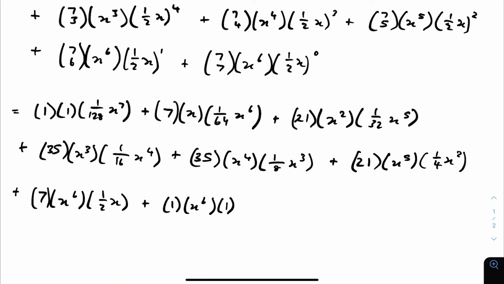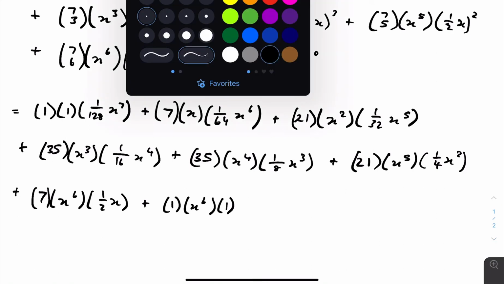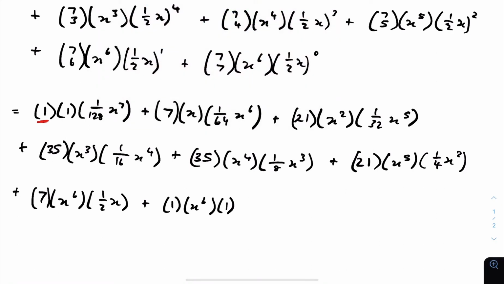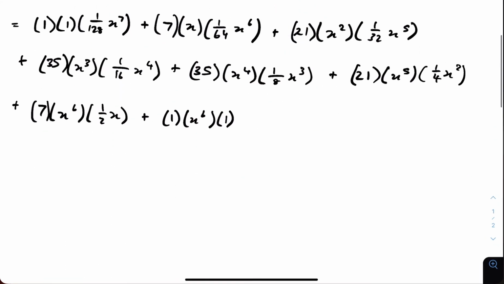Also, just keep in mind that the combinations are in a palindromic sequence. That means they read forwards and backwards the same way. So what this tells us is that 7 choose 1 is the same as 7 choose 6, and 7 choose 0 is the same as 7 choose 7. There are pairs. Okay, let's simplify this further.